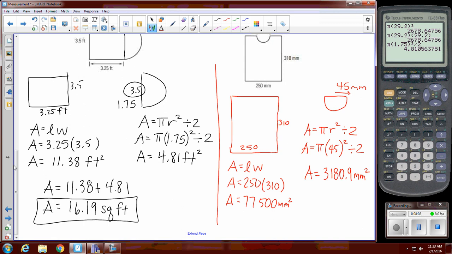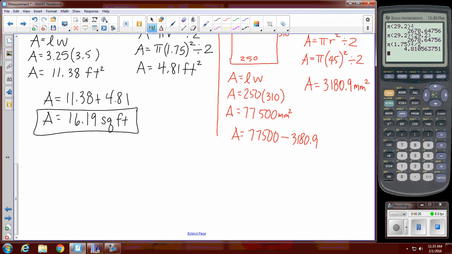But now, like we said in the beginning, this isn't a situation where we're adding these two areas because we actually have a bite taken out of this rectangle. So our area in this case is subtracting the two areas. So there it is, as if there's no bite, the 77,500, subtract the 3,180.9, and that would give us a total area of 74,319.1 square millimeters. Now that may seem like a large number, but a square millimeter is really, really small.